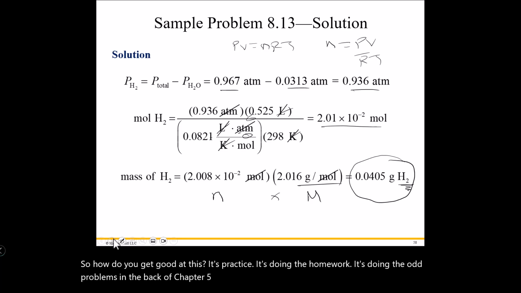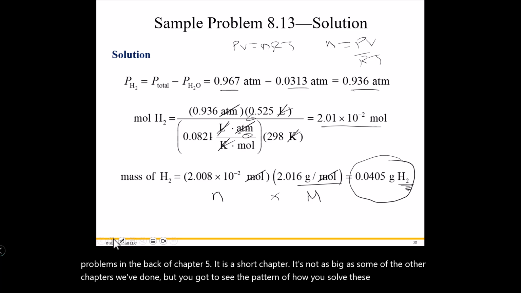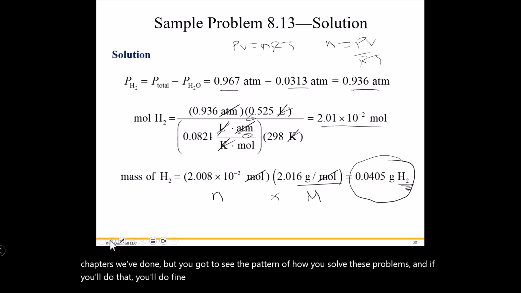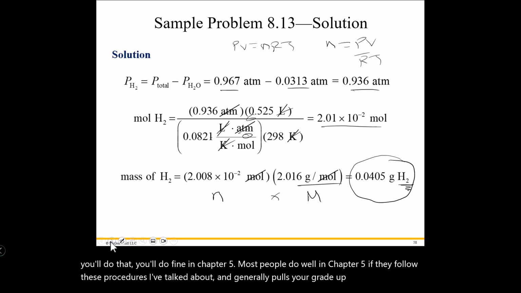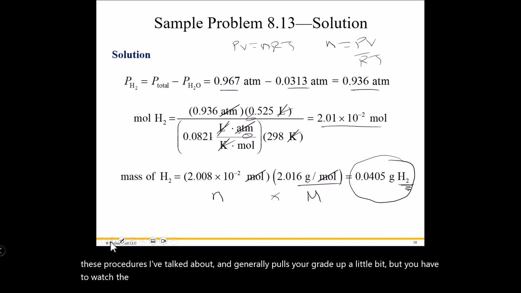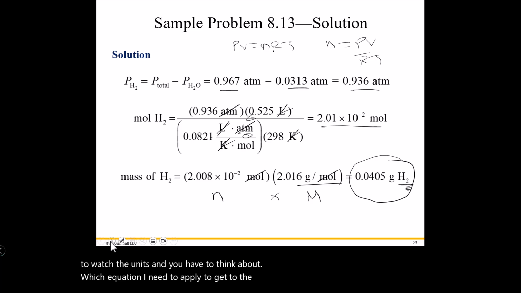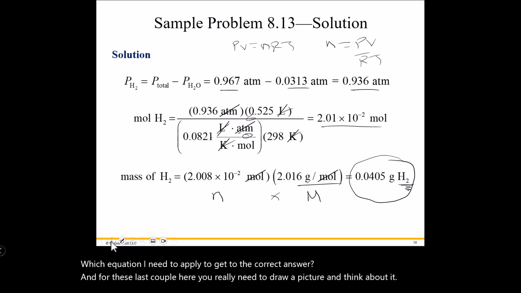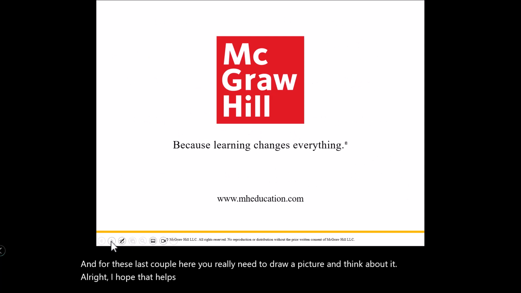It is a short chapter. It's not as big as some of the other chapters we've done. But you've got to see the pattern of how you solve these problems. If you do that, you'll do fine in chapter 5. Most people do well in chapter 5 if they follow these procedures I've talked about, and it generally pulls your grade up a little bit. But you have to watch the units, and you have to think about which equation you need to apply to get the correct answer. And for these last couple, you really need to draw a picture and think about it. All right, I hope that helps, and that finishes chapter 5.